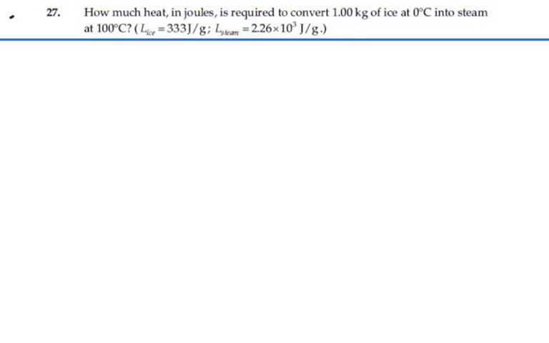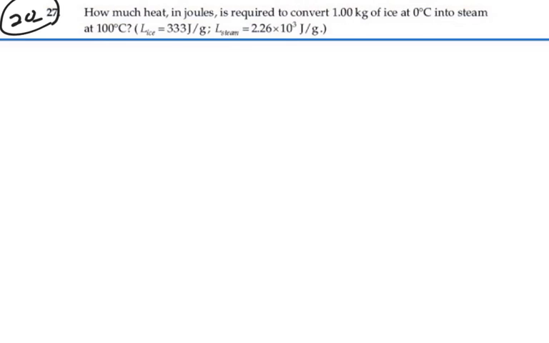Here's problem 2027. How much heat in joules is required to convert 1 kilogram of ice at 0 degrees Celsius into steam at 100 degrees Celsius? Latent heat of fusion for water is 333 joules per gram. Latent heat of vaporization for steam, 2.26 times 10 to the 3 joules per gram.